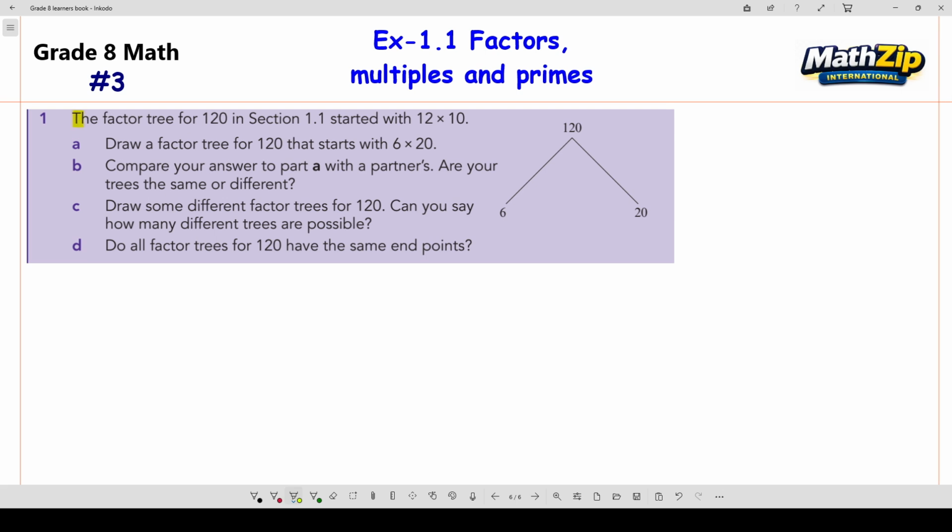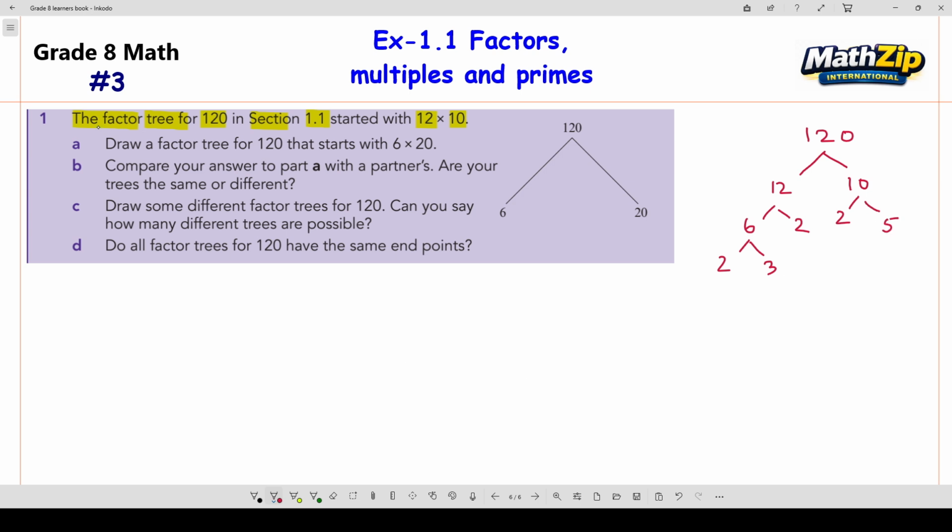Question 1. The factor tree for 120 in section 1.1 started with 12 and 10. It means it's a previous thing. Like 120, if we make a factor tree, this one is 12 and 10. 12 can be written as 6 and 2, and this 6 can be written as 2 and 3. Similarly, this 10 we can write as 2 and 5.